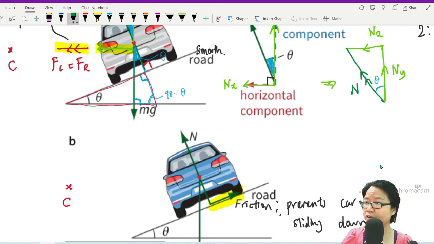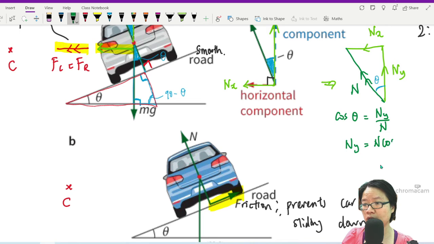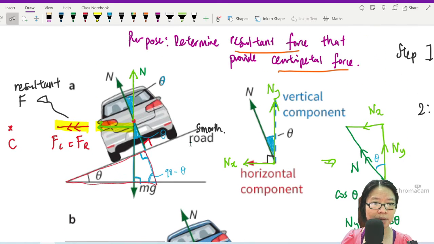If I look here, I can say cos theta is equal to ny over n. So the normal component that is vertical will be n cos theta. So this vertical component up here will be n cos theta.